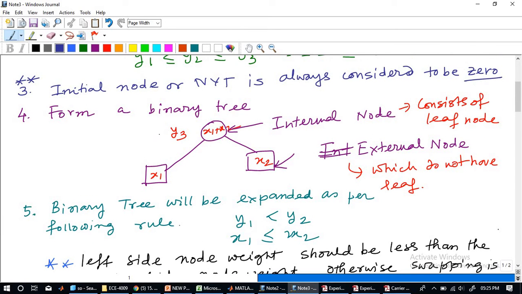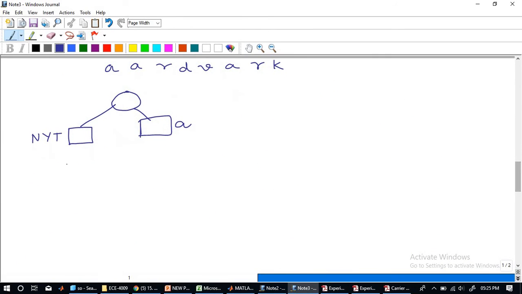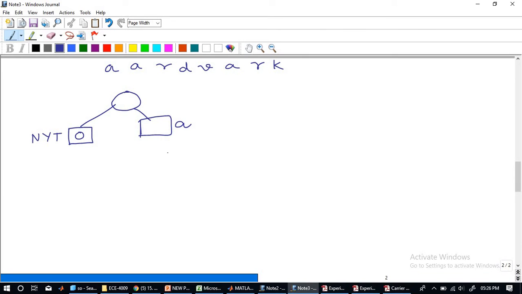So when you are breaking it, one half will always have an NYT, the second one will have an internal node, and we have another external node on the right hand side. So in the same way, we are forming a binary tree over here where the first NYT has been broken down into one NYT and the symbol that has appeared. Clear? Okay. Now, the NYT node will always have a value which is 0. A has appeared for the first time. Right? For the first time. So, I'll write inside a 1.